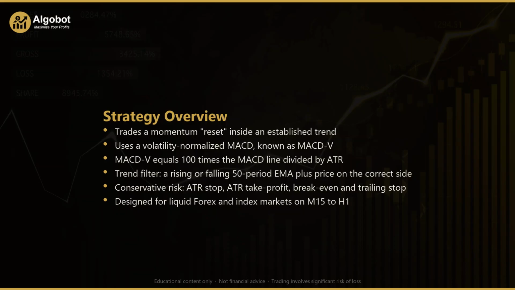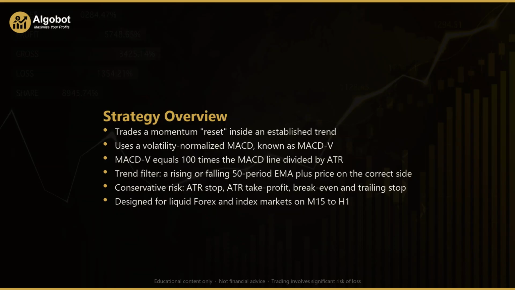On top of the oscillator sits a trend filter built from a 50-period exponential moving average. The strategy only considers long setups when that average is rising and price is trading above it, and only considers short setups when the average is falling and price is below it. This keeps the strategy aligned with the larger direction rather than fighting it.